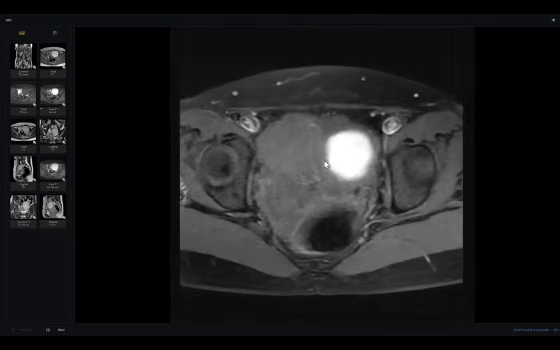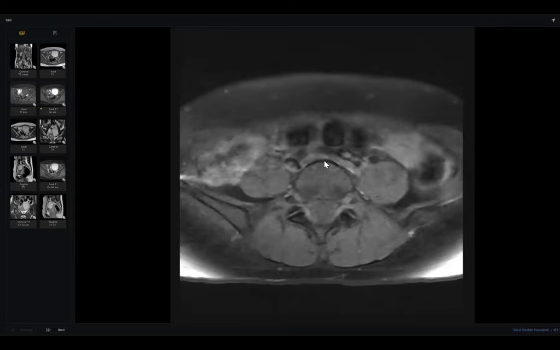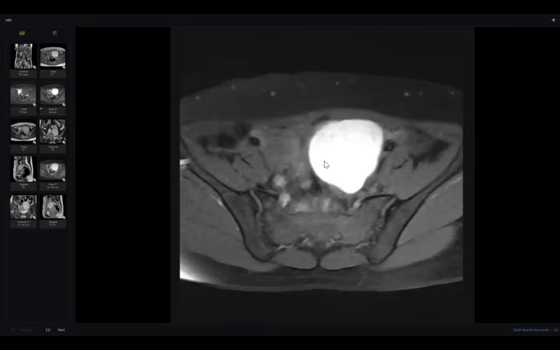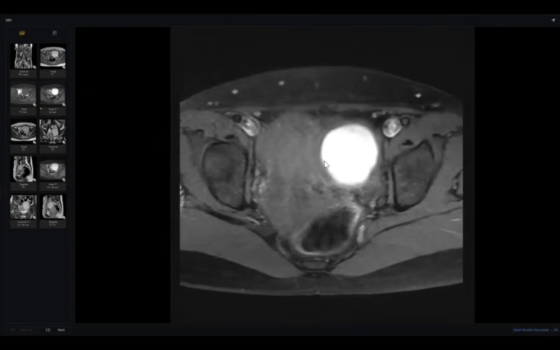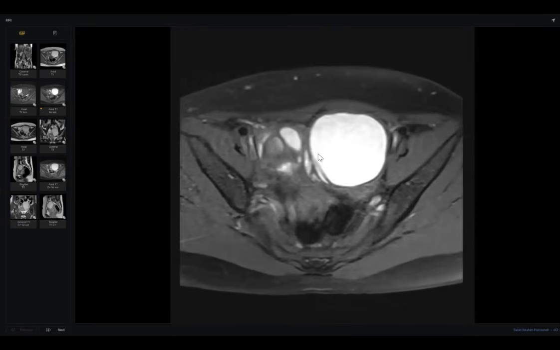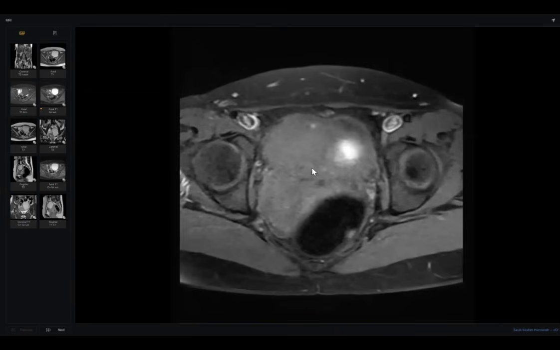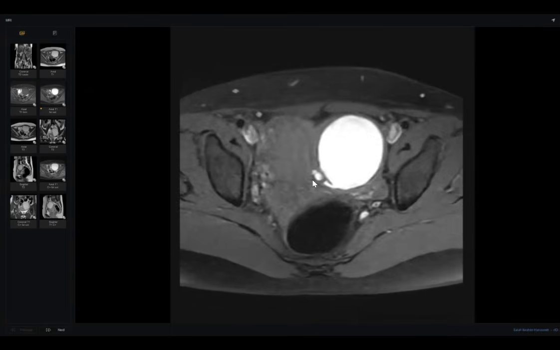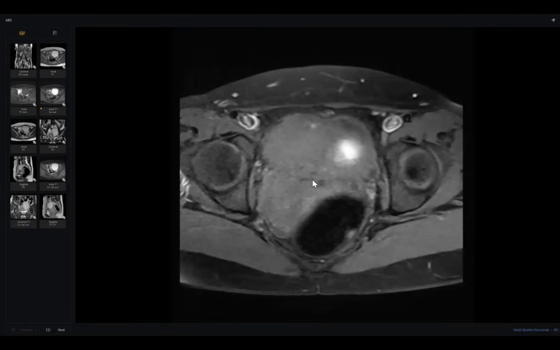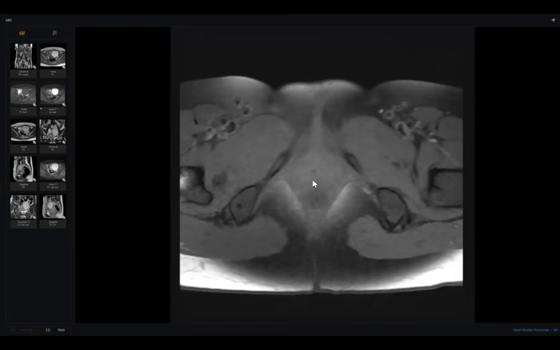On axial T1 fat sat, they still appear hyperintense. They are not suppressed. I would like to see the uterus. The uterus is not very clearly delineated. There is another linear hyperintense tract between these two lesions. Sir, can I see T2? Coronal T2.